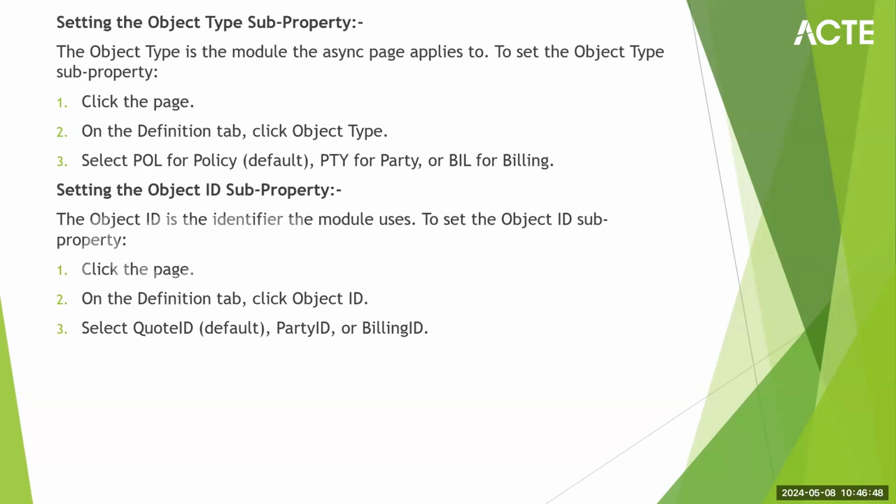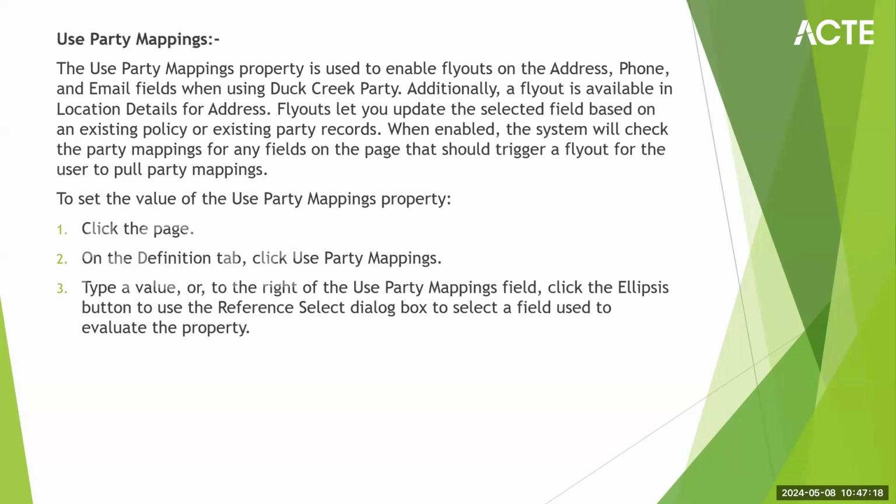Setting the object ID property. Object ID is the identifier of the module users. To set the object ID for the particular module in the particular page, how do you set it? Click on the page on the definition tab, click object ID and set default to a pol ID or quote ID or party ID or billing ID. Quote ID is set for policy, whereas party ID is for party, and billing ID is for billing.